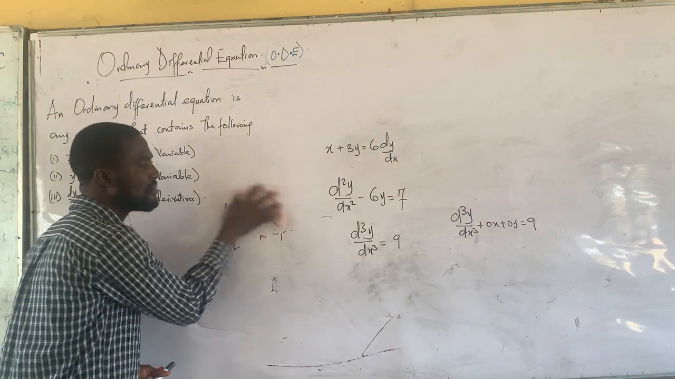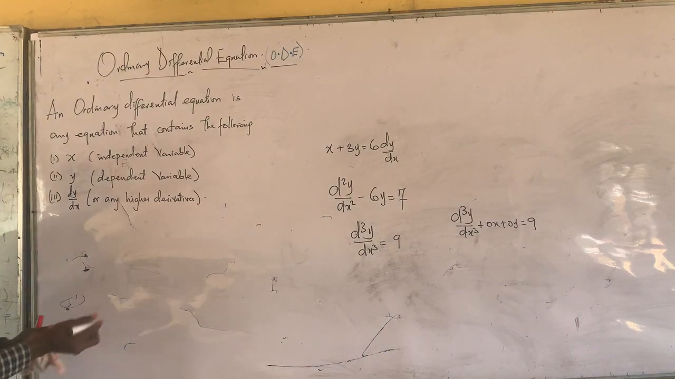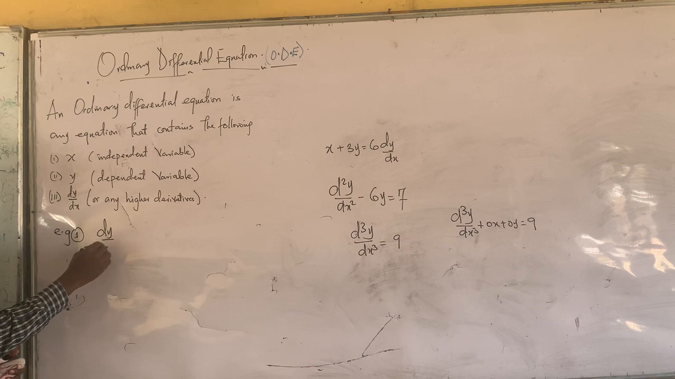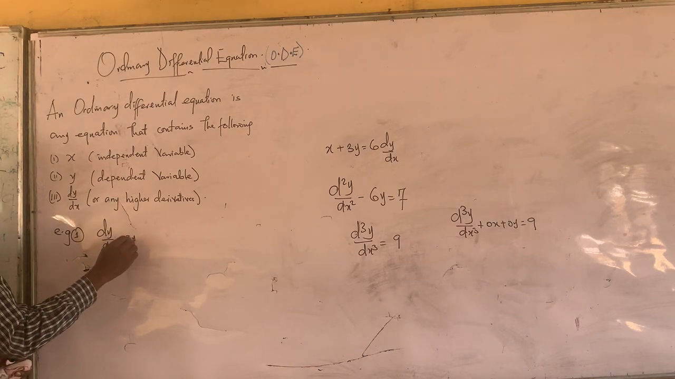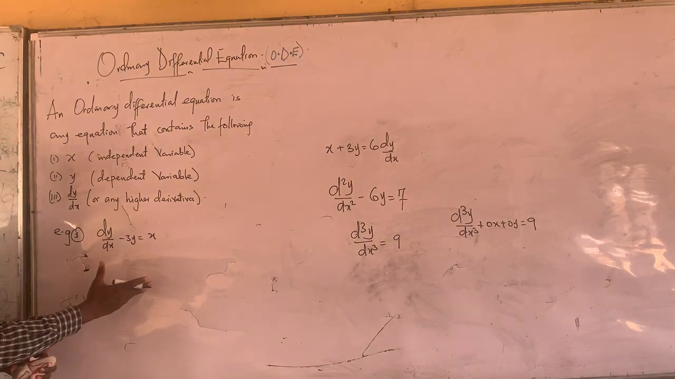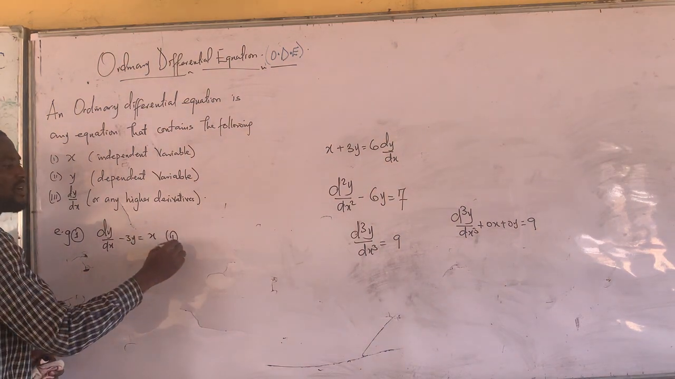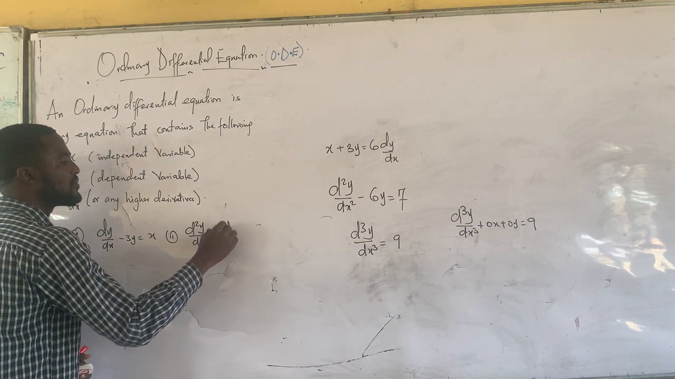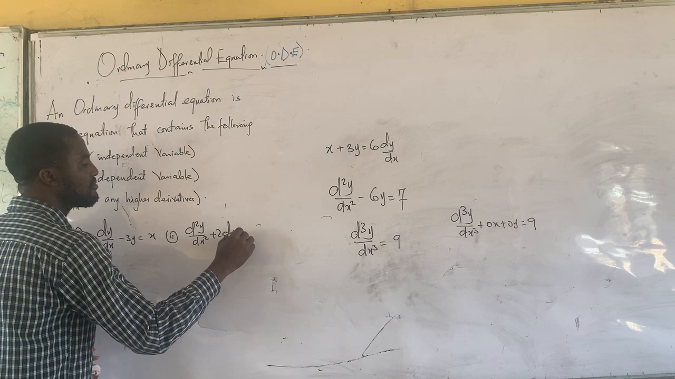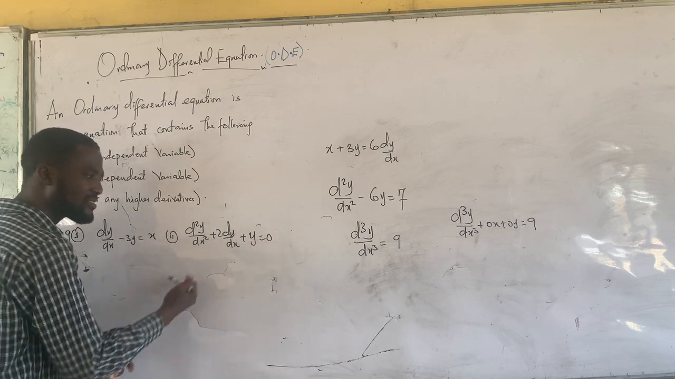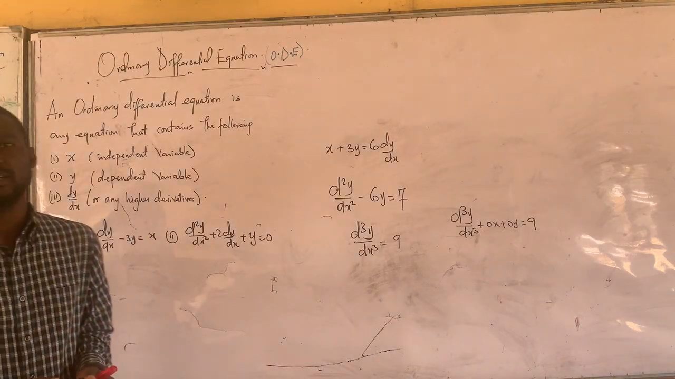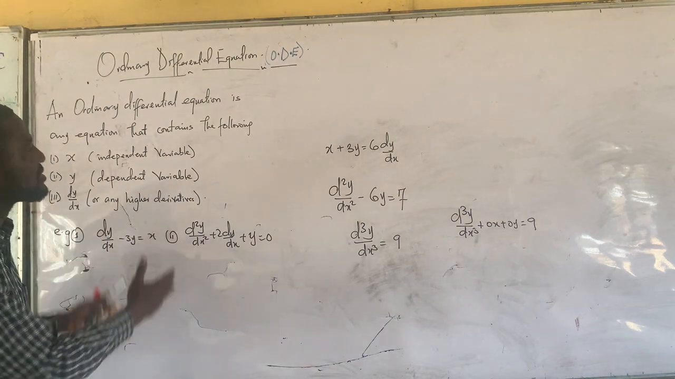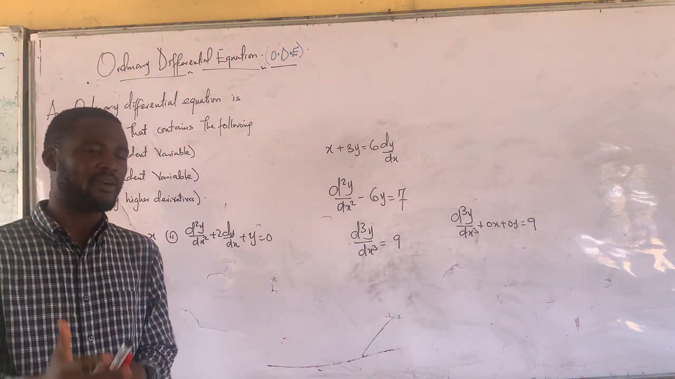And like I've given examples while I was explaining the definition, I'd still like to add here that you can have dy/dx minus 3y equals x. This is an ordinary differential equation. And at the same time, you can have d²y/dx² plus 2 dy/dx plus y equals 0. This is also an ordinary differential equation. So I believe, with the explanation above, you can easily identify what an ODE is.